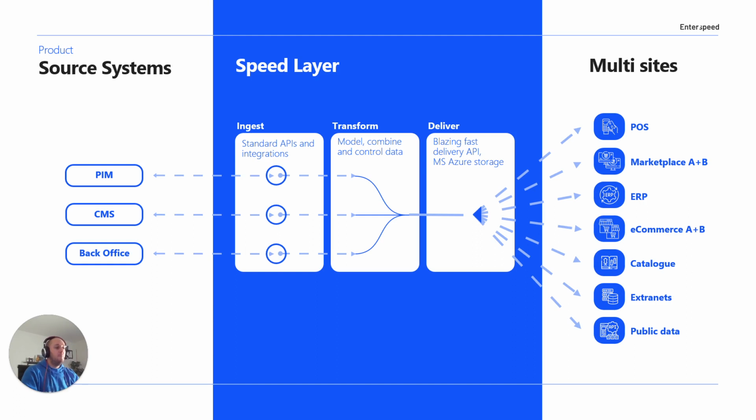So in Enterspeed, we have 3 steps that you need to go through when you're working with Enterspeed. The 3 steps that we have in the middle. So the first thing would be the ingest. So you can ingest your data into Enterspeed, and you can ingest data from multiple sources if you want to.